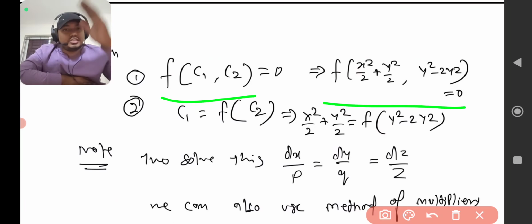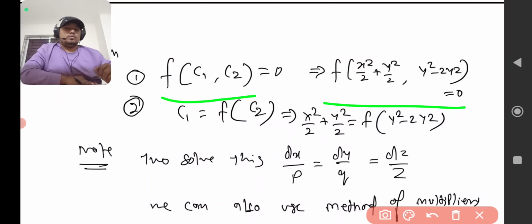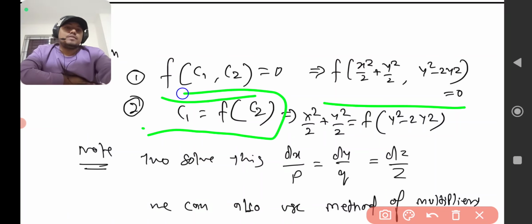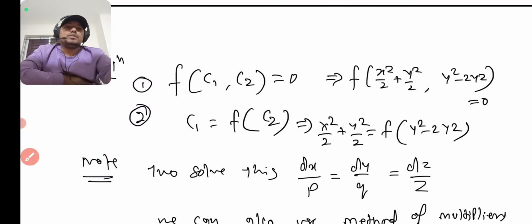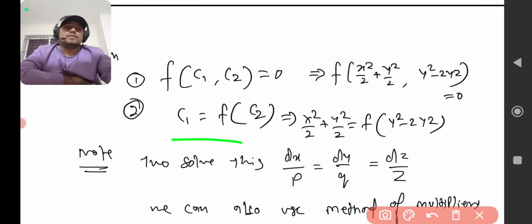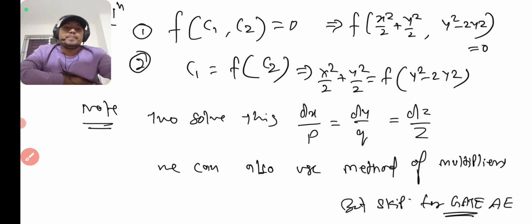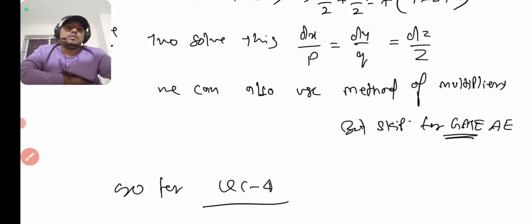And now check your notebook, what are the steps you have noted down. The other way is c1 equal to f of c2. Like there I wrote f(a, b) equal to 0 or a equal to f(b) just before this question. So two ways are there. The second way I am writing here is c1 equal to f of c2, like this. Done. Then now solve this dx by p.